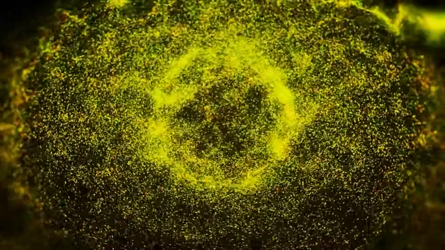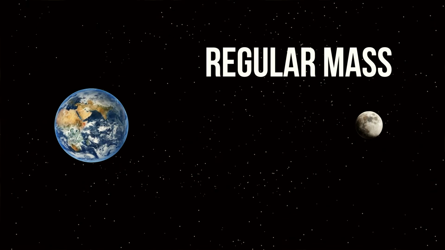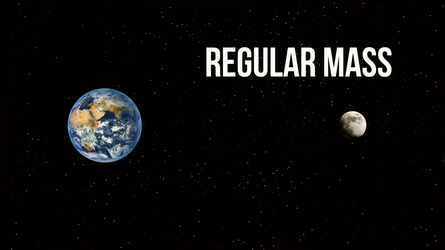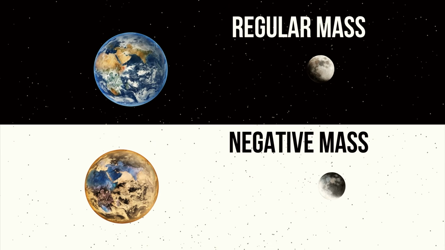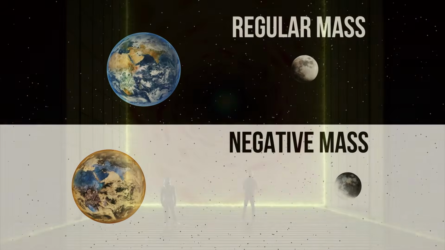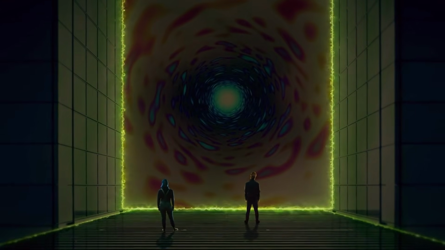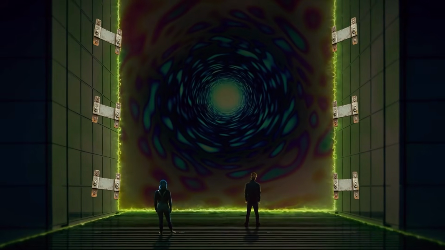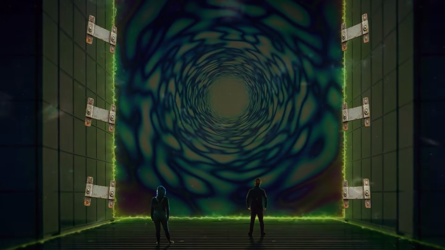Negative mass is a weird, theoretical idea in physics. Unlike regular mass, which pulls things together with gravity, negative mass would actually repel things. It would push away instead of pulling in. It's like using anti-gravity to keep the tunnel from closing. It would act like braces, holding the tunnel open from the inside.